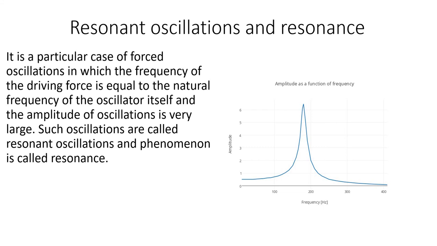Another example is during march past, when soldiers are marching through a bridge, normally they are told to move out of step. If they march through the bridge and their frequency matches the frequency of the bridge, there is a chance that the bridge may collapse. Once it happened also. To avoid that, they are normally told to move out of step when moving through a bridge. Is it clear? So this is about resonant oscillations and resonance.